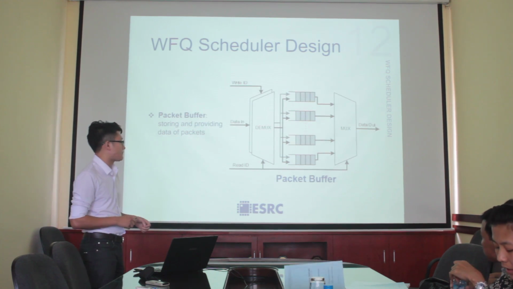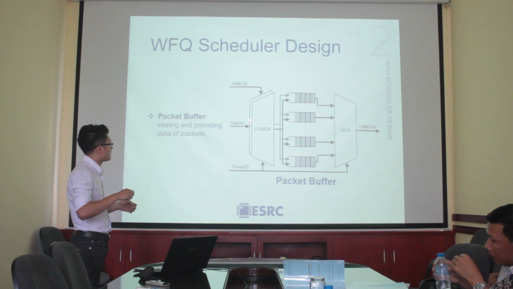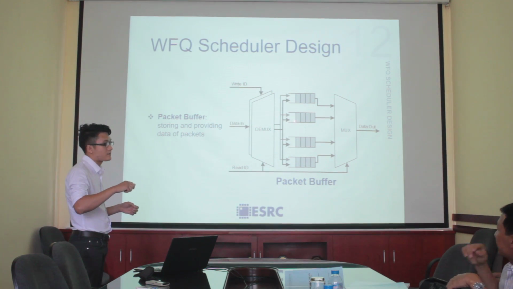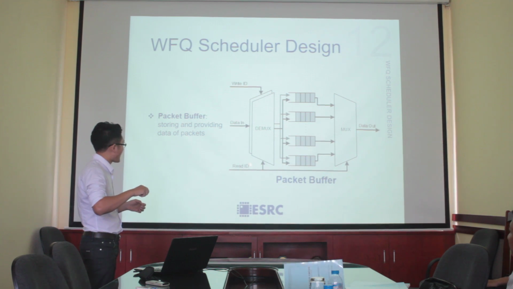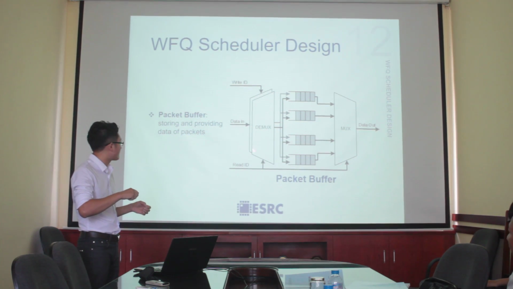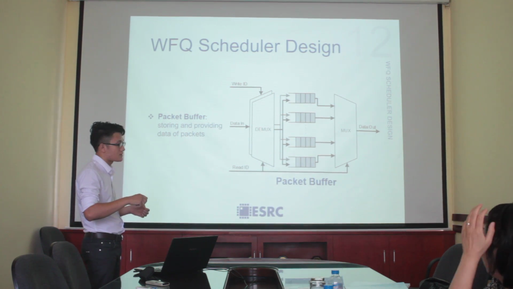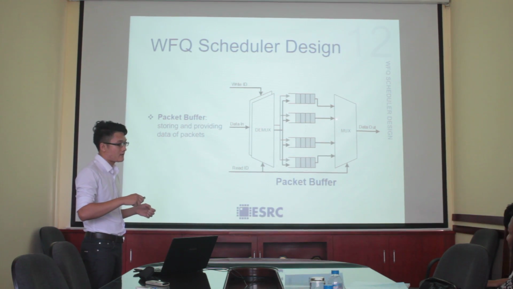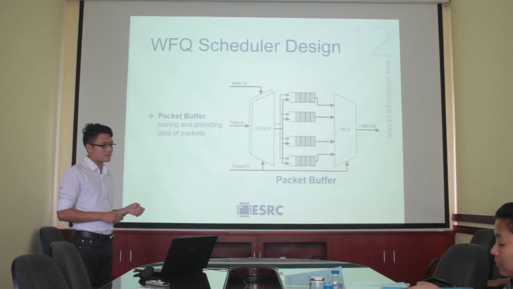Next is the packet buffer. First, it uses the write ID and data in here to store the data into a number of FIFOs here, and then it uses the read ID, which is the flow ID min from the task sorting circuit, and it uses the value to choose the FIFO to read the corresponding packet out. And that's all about the weighted fair queueing scheduler.